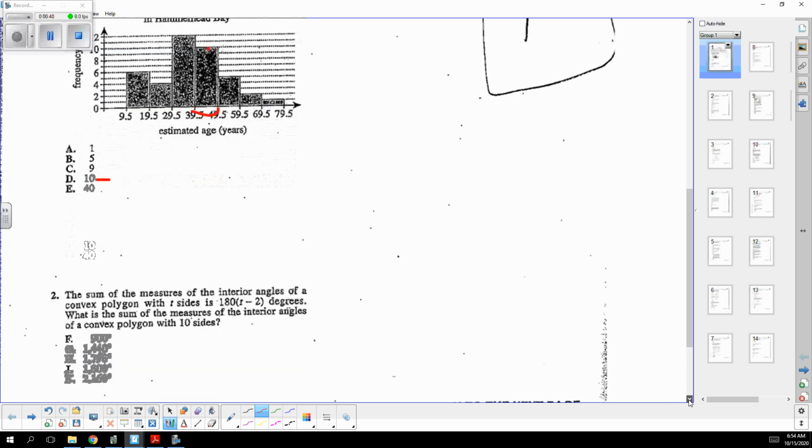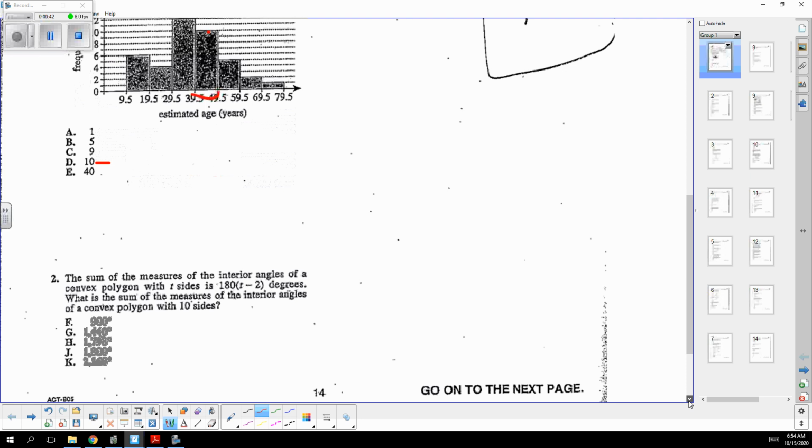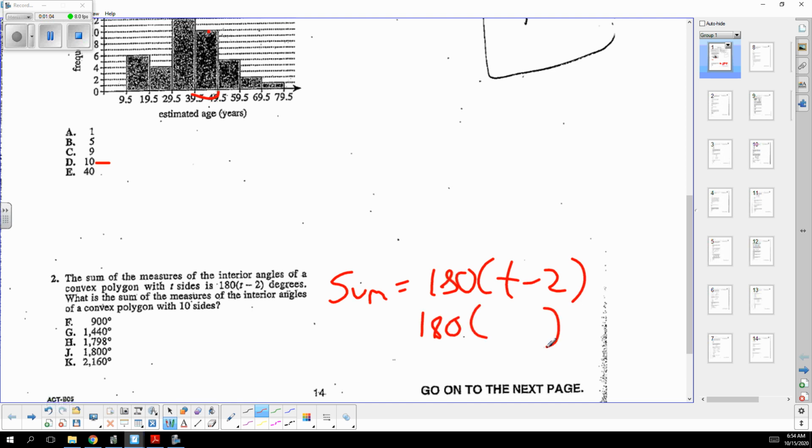Second question is a formula, and it says that the sum of the angles is 180 times t minus 2. So t is 10, because t is the number of sides, or you could just type it in, 10 minus 2 is 8, answer 1440.